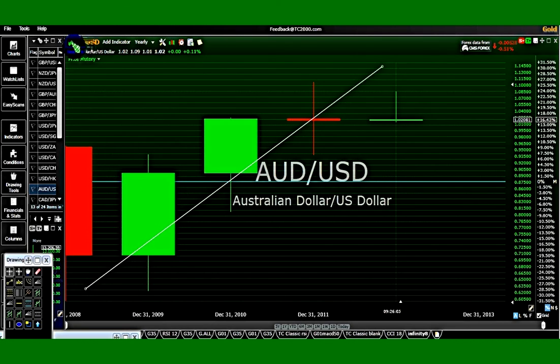The first candidate is the Australian dollar US dollar currency pair. On the yearly chart, you can see that the price was going up. You see bullish candles for 2 years, an indecision candle here in 2011, and this is the candle for 2012. Now, we know that when the Chinese economy was booming, so to speak, there was a lot of business for the Australian economy. The Australian economy was growing because of the Chinese economy.